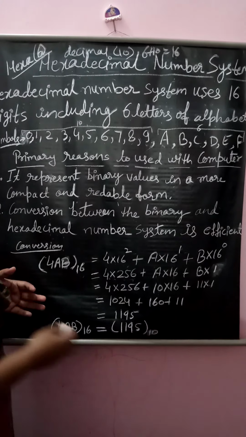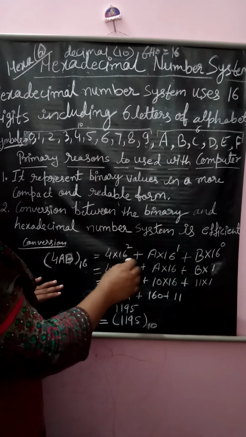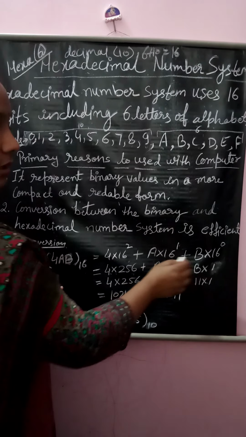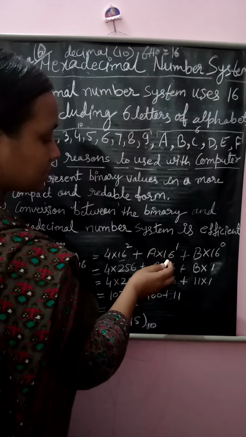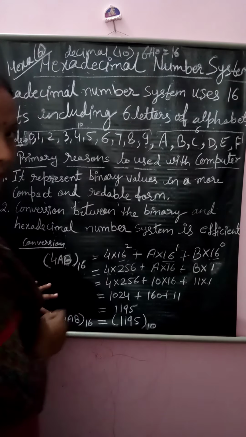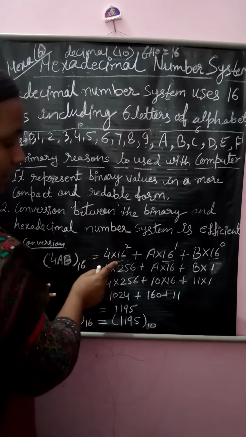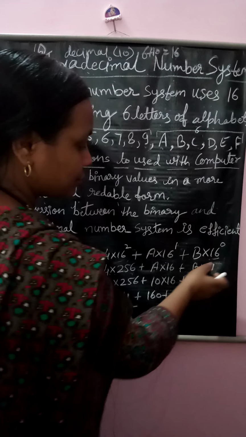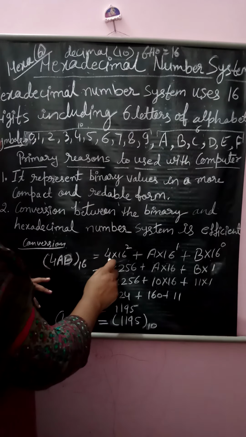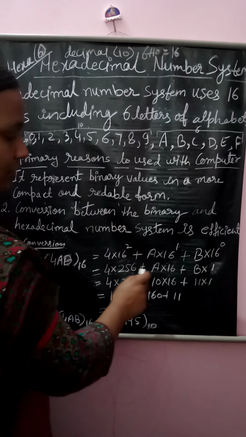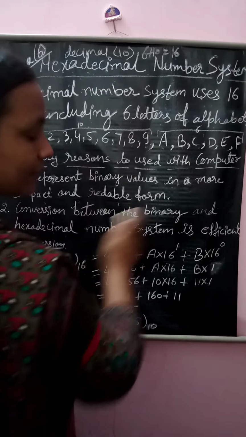We multiply each digit with the base number and give the power. 4 multiplied with 16, A multiplied with 16, B multiplied with 16. These 16s are the base number, and you give the powers 0, 1 and 2. So we get 4 multiplied by 16 raised to power 2, A multiplied with 16 raised to power 1, and B multiplied with 16 raised to power 0.